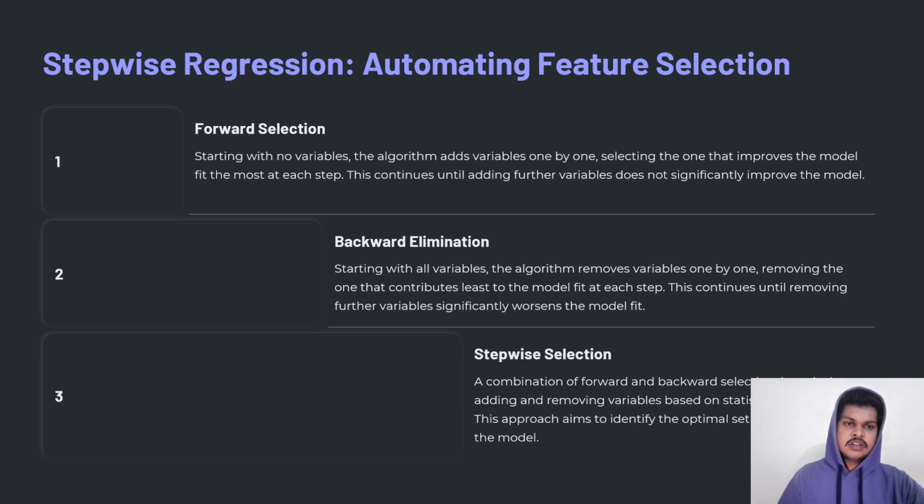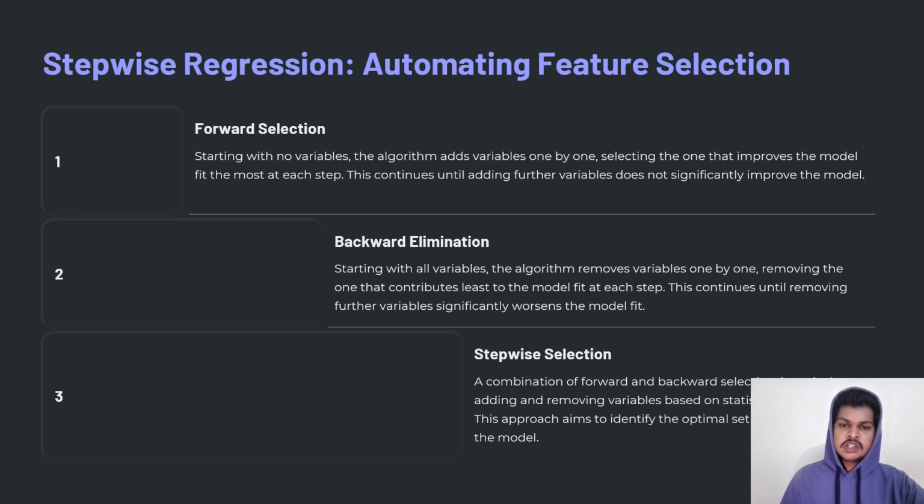Let's see stepwise regression. Forward selection. Starting with no variables, the algorithm adds variables one by one, selecting the one that improves the model fit the most at each step. This continues until further variables do not significantly improve the model. Backward elimination. Starting with all the variables, the algorithm removes variables one by one, removing the one that contributes least to the model fit at each step. This continues until removing further variables significantly worsens the model.